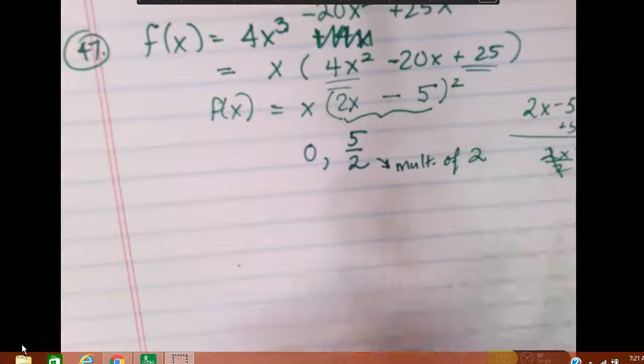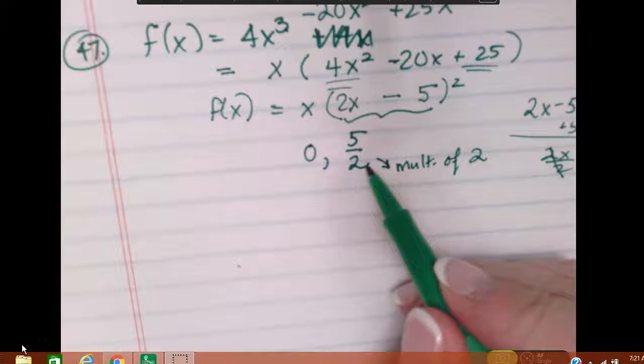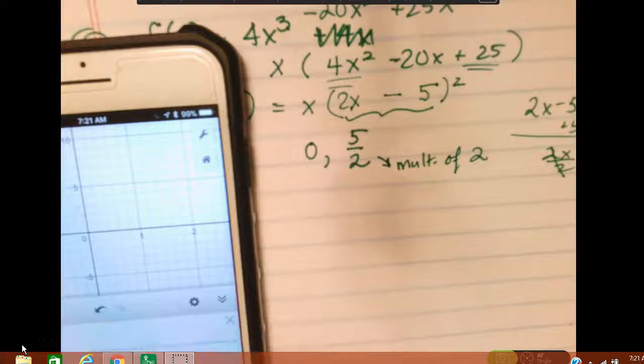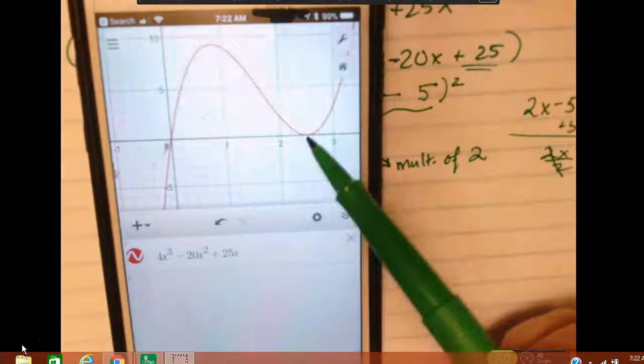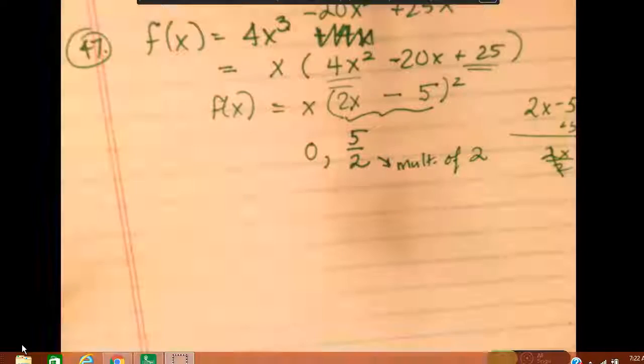When we graph it, we'll be able to see that this should be a place where we have an inflection point right on the axis. So let's type it in. We have 4x cubed minus 20x squared plus 25x. And lo and behold, can you guys see this? Lo and behold, we have a crossing at 0 and an inflection point right at 2.5, just like we predicted.